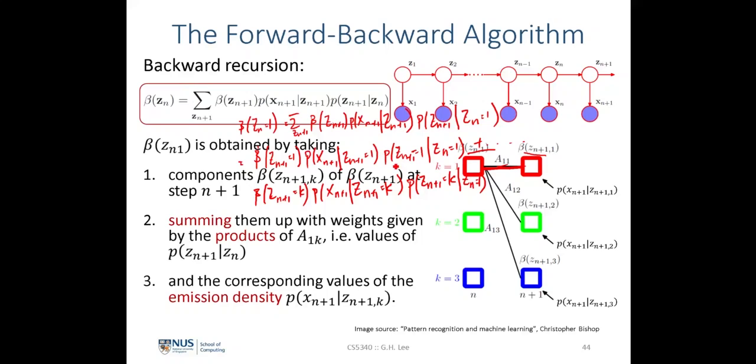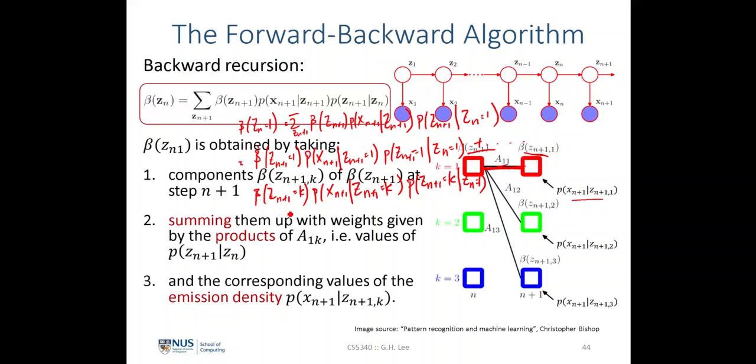The next term that we are going to multiply would be the observation of xn plus 1 conditioned upon zn plus 1 equals 1. Hence this would be this term, where we observe zn plus 1 taking a state of 1 in this particular emission probability. We're going to multiply this term with the previous term and pass it over to beta zn equals 1. Since we have 3 states, we are going to have 3 different terms in the summation.